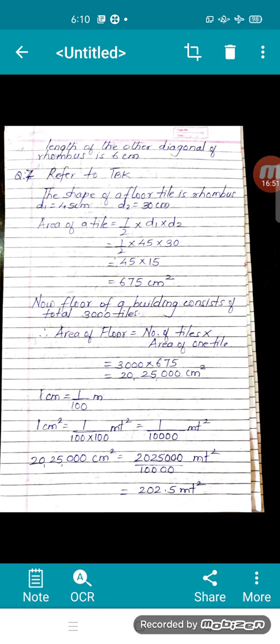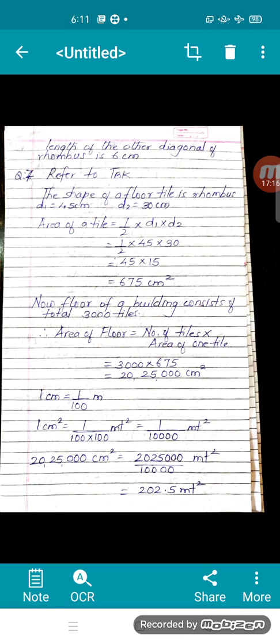Now we go to question number 7. Let us read. The floor of a building consists of 3000 tiles, which are rhombus shaped, and each of its diagonals are 45 centimeter and 30 centimeter in length. Find the total cost of polishing the floor if the cost per meter square is rupees 4.